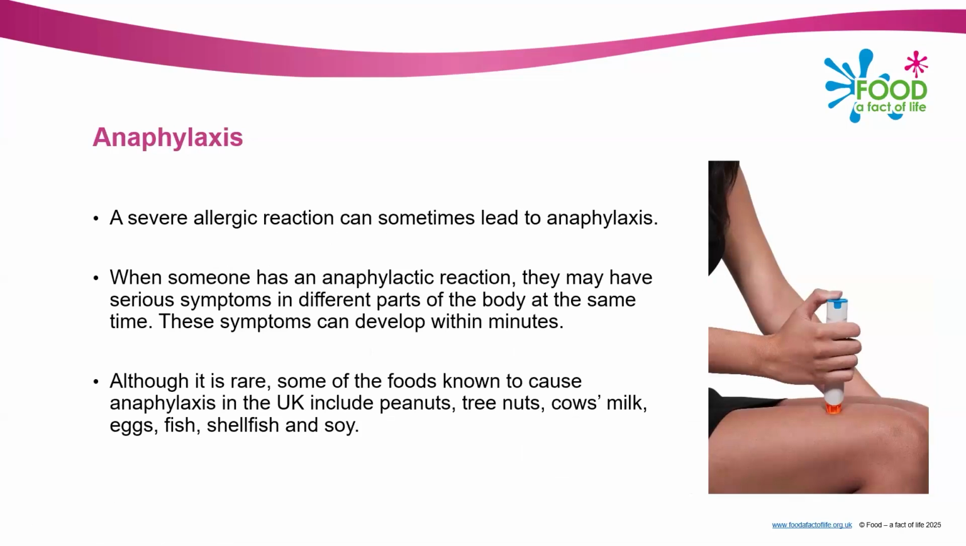So anaphylaxis, this is a very severe form of allergic reaction. When someone has an anaphylactic reaction, they may have serious symptoms and these can develop very, very quickly. It is rare, but peanuts, for example, can cause anaphylactic reactions, as can tree nuts, and a number of other allergens, including cow's milk, eggs, fish, and soy. Next slide, please.